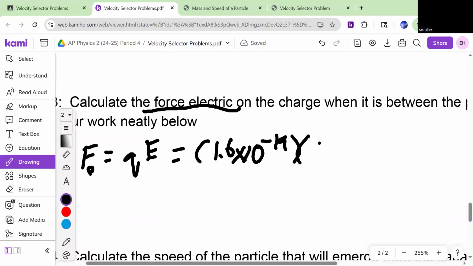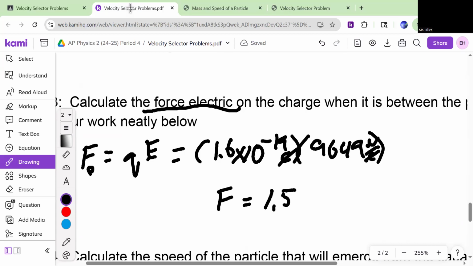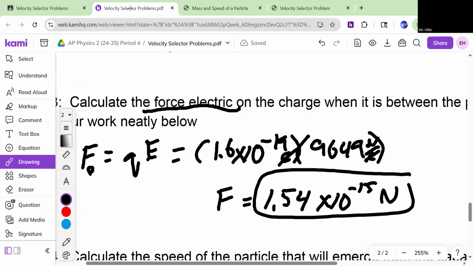Mine is 9649 newtons per coulomb. That's coulombs. You can see that cancels. All right, I'm getting 1.54 times 10 to the negative 15 newtons.